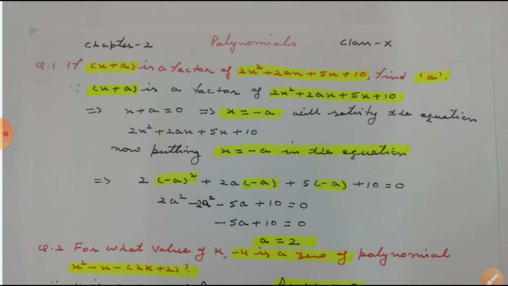2a square gets cancelled with minus 2a square, and minus 5a plus 10 is equal to 0, and when you solve it we get a is equal to 2. So the value of a is 2.